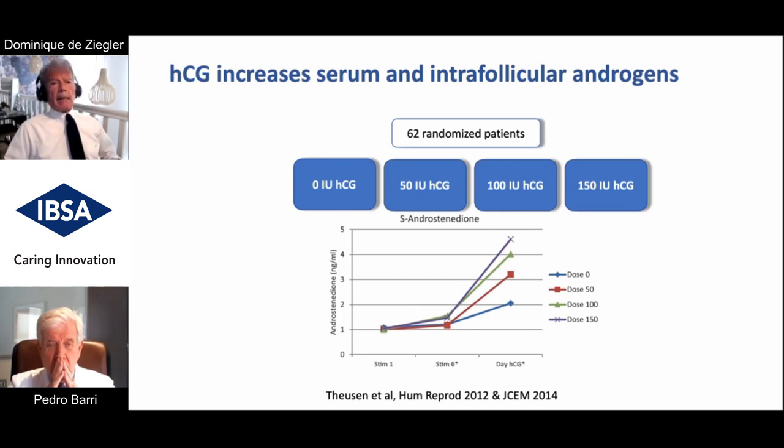Now, hCG contained in human menopausal gonadotropins actually increases androgens in the circulation, and this is androstenedione. And you see here an ovarian stimulation with 150 units of FSH, to which were added either 0 unit of hCG or increasing amounts of hCG up and above the FSH from the beginning of the stimulation. And this is the work that shows that if you just give FSH, this is what you have in terms of androstenedione, and you have higher levels when you increase with increasing amounts of hCG.